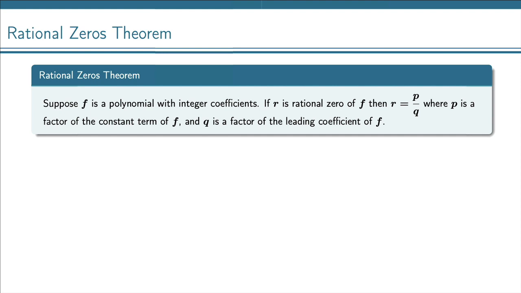This says that if you have a polynomial with integer coefficients, and this is key, it has to be integer coefficients, so the coefficients can't be fractions, then all of the rational zeros of the polynomial can be written as p over q, where p is a factor of the constant term of f, and q is a factor of the leading coefficient of f. Now this sounds a lot more complicated than it is. Let's just look straight at an example and we'll see what it is.